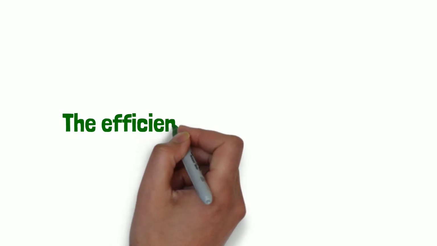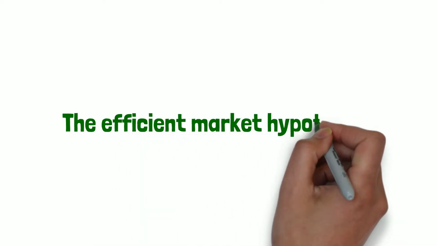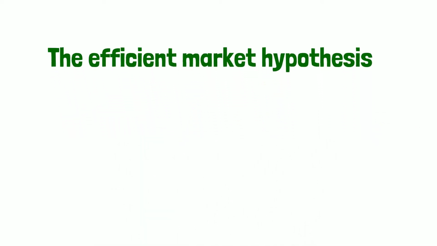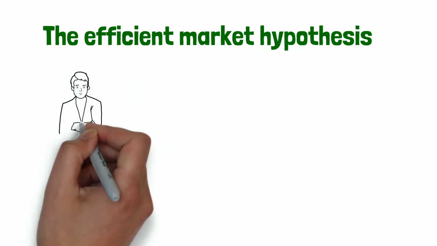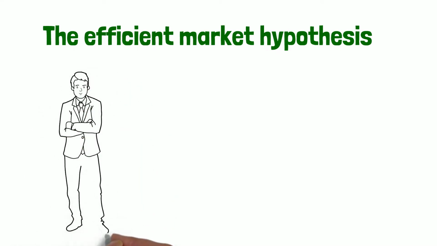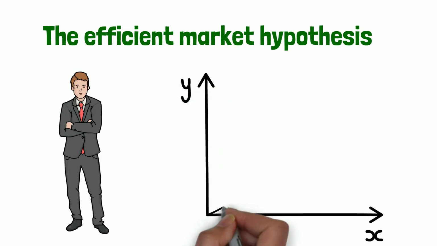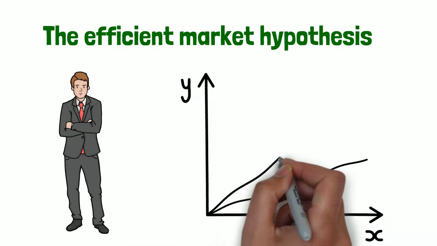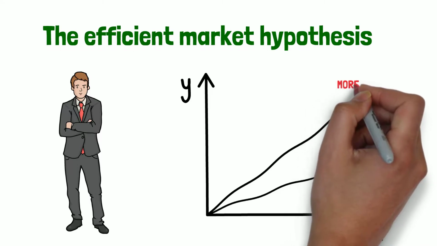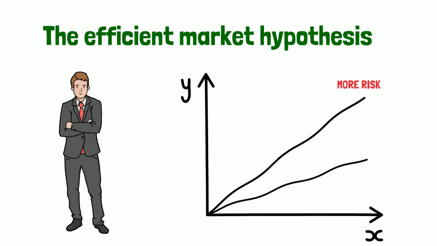The efficient market hypothesis states that share prices reflect all information available. Consequently, it makes it impossible for investors to purchase undervalued stocks or sell stocks for inflated prices. For investors to generate a higher return than the market, they should take more risk. A higher return with the same risk is known as alpha.